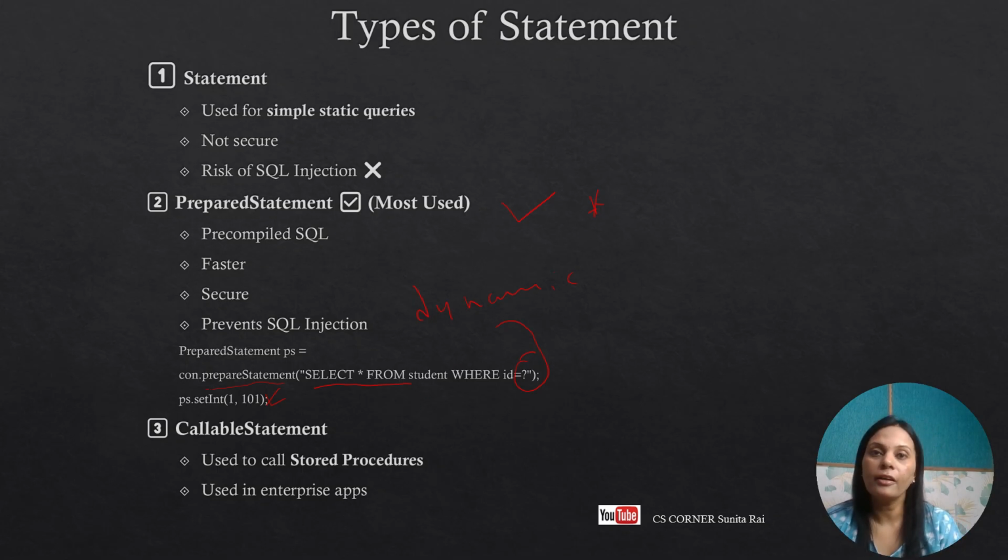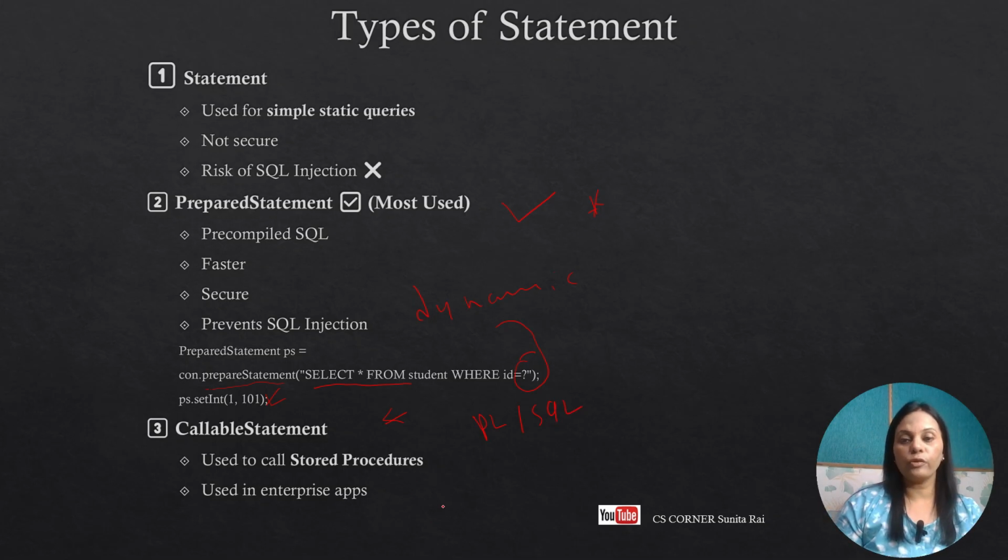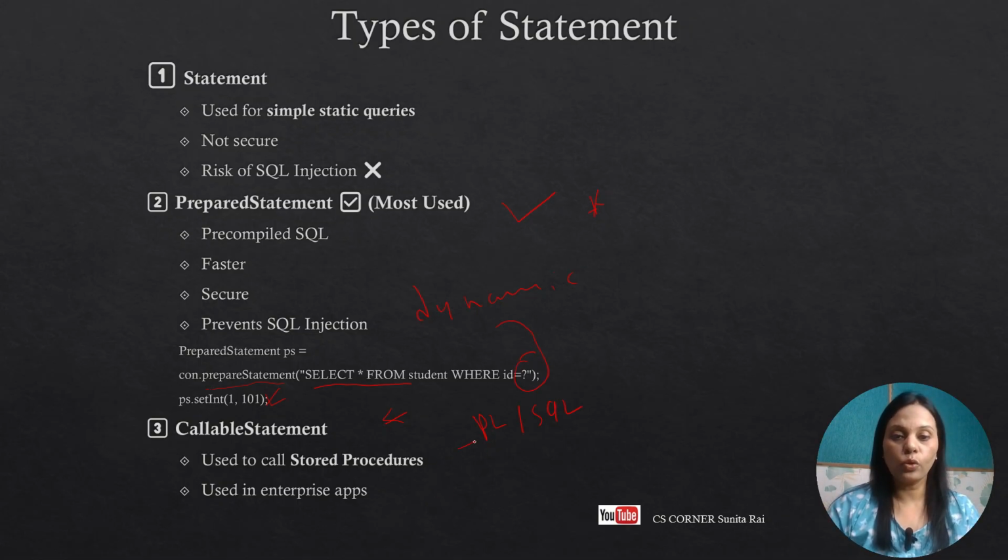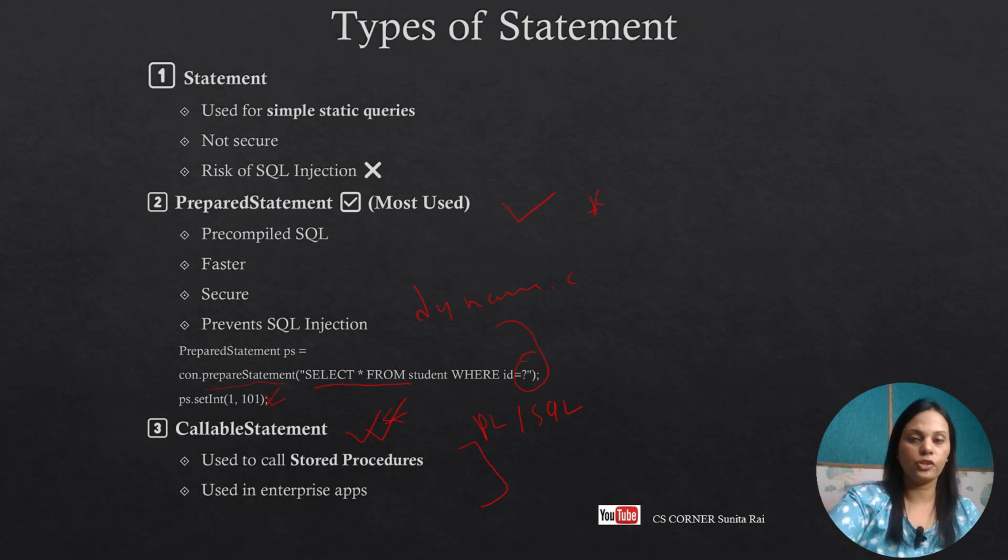Now the third statement type we have is callable statement. If you have done PL/SQL, you might have done procedures and functions in PL/SQL. So if you want to call a stored procedure from your database, or create any stored procedure in your database through Java, then you have to use callable statement. Again, callable statement is an interface. For creating it, you have to use the object of connection.